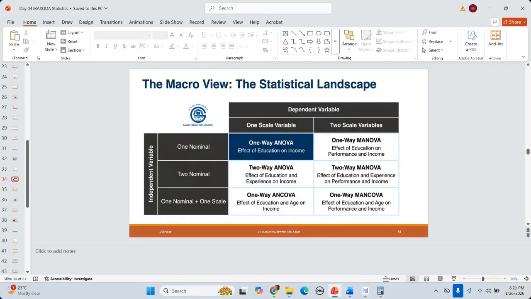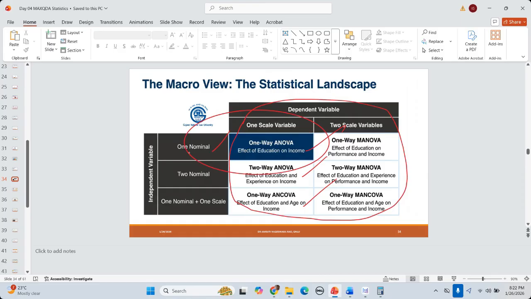Now, within the ANOVA test, we have a big family. Maybe the scholars who are working in statistics know that right now we have done one-way ANOVA. For conducting one-way ANOVA, we have one nominal variable, like ICU, emergency, there are 3 groups, and one scale variable. In that case, we'll go with the one-way ANOVA test.